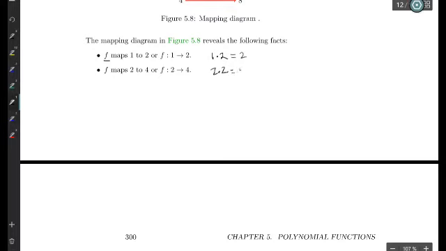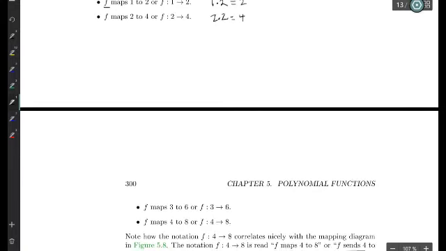And that will get you 4. Alright. Well, what about 3? How do you send 3 to 6? Well, you can take 3 and multiply it by 2, and that will get you 6. How do you send 4 to 8? Well, you take 4 and multiply it by 2, and that gets you 8.